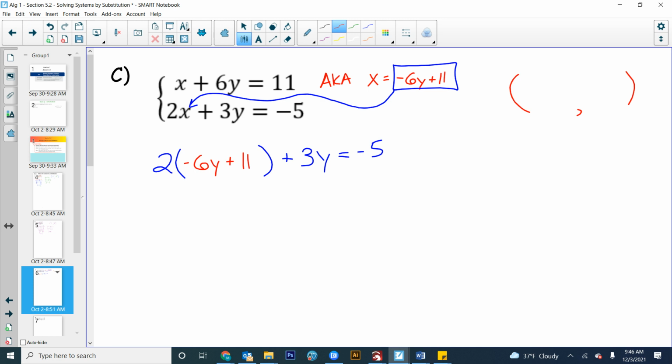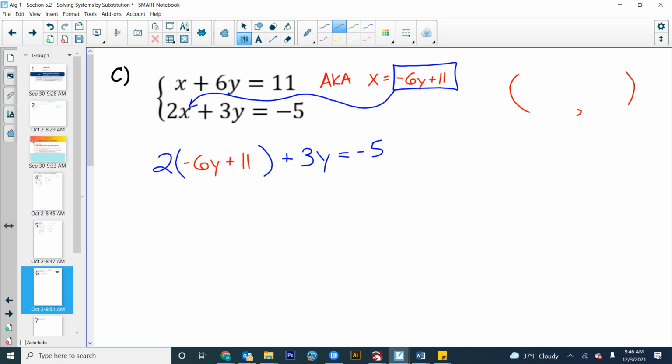Do you agree? This is the easiest variable to solve for. Makan, do you agree? I do. What do you have to do to get x by itself? Subtract 6y. So that's what I did. And now we can substitute negative 6y plus 11 in for x in the second equation.